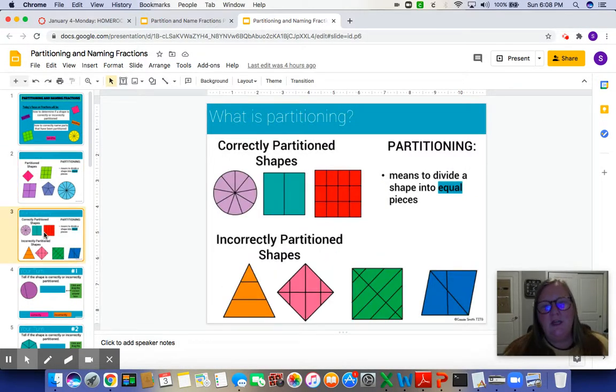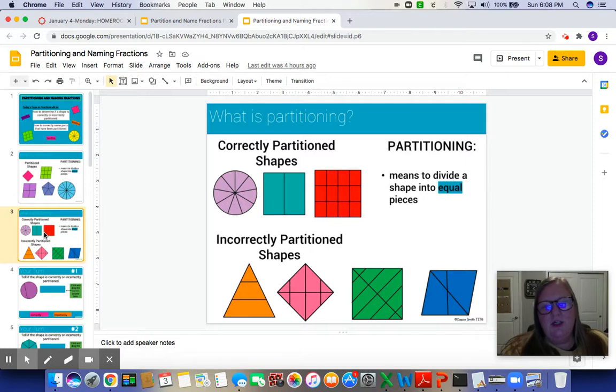So partitioning, again, means to divide a shape into equal pieces. If you look at the top row of shapes, they are correctly partitioned shapes. All of the pieces in the shapes are the same size and the same shape. If it's a circle and it's divided into little pieces of pie, all of those pieces of pie are the same shape and size. If it's a rectangle or a square, all those pieces are also the same.